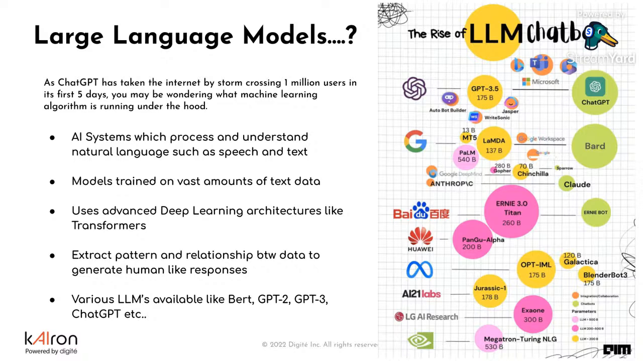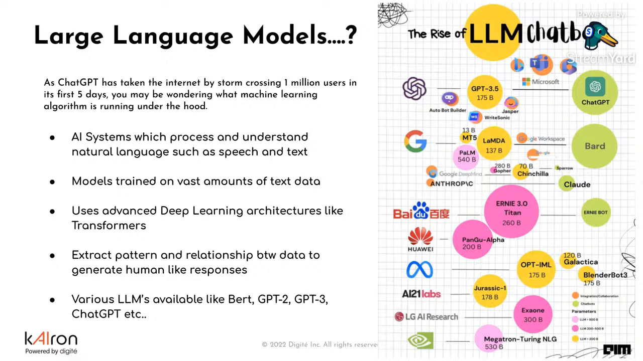Now, what are these large language models basically? These large language models are AI systems that process and understand natural language, such as speech and text. These are unstructured data. The beauty of these large language models is that they have been trained on a very vast and huge amount of data.